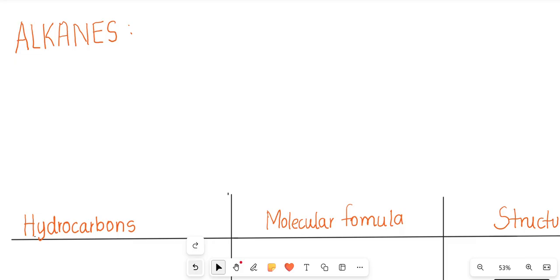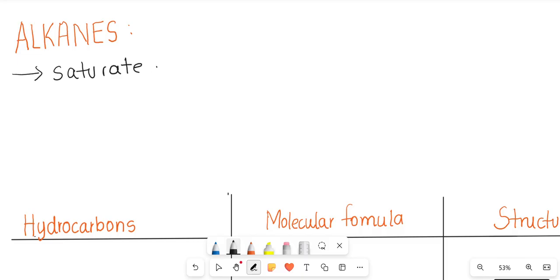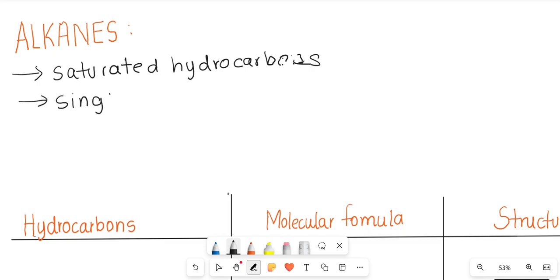Today we are talking about alkanes, the simplest type of hydrocarbons. So, what are alkanes? Alkanes are saturated hydrocarbons. Let us write the definition for your understanding. Saturated hydrocarbons. That means they only contain a single bond between the carbon atoms.